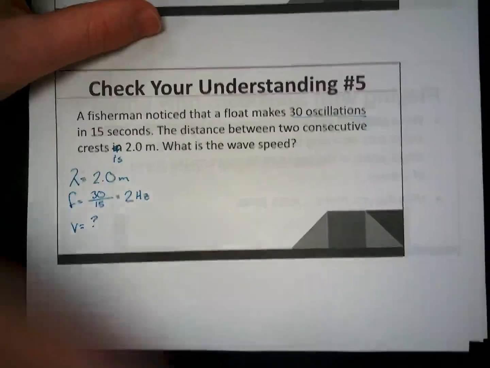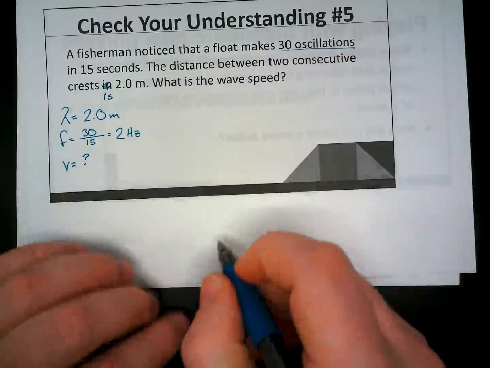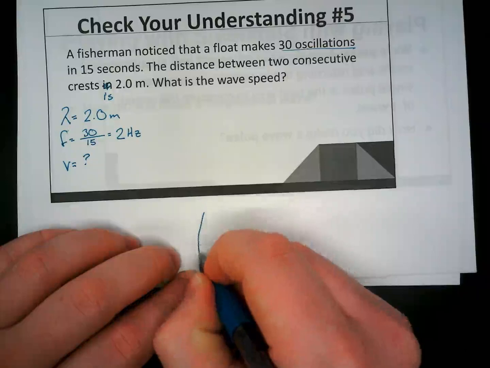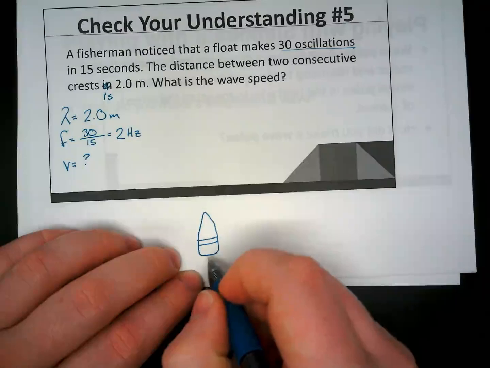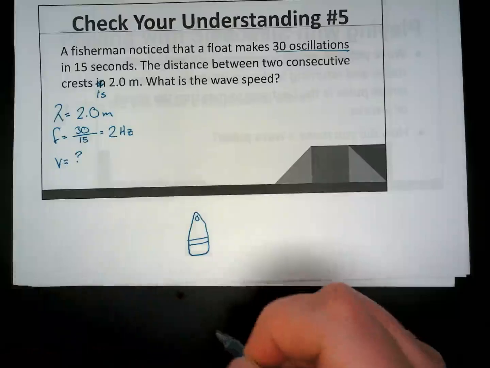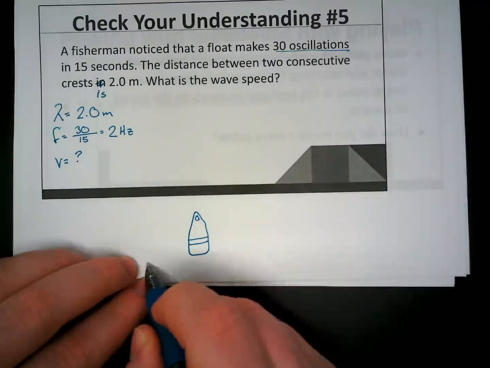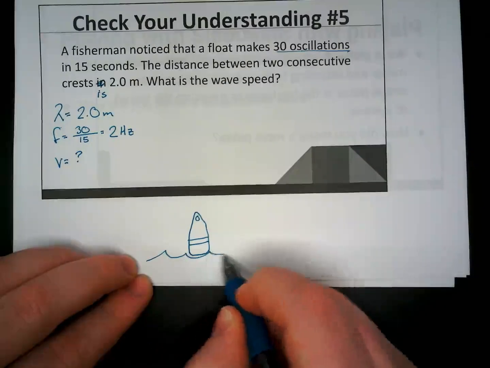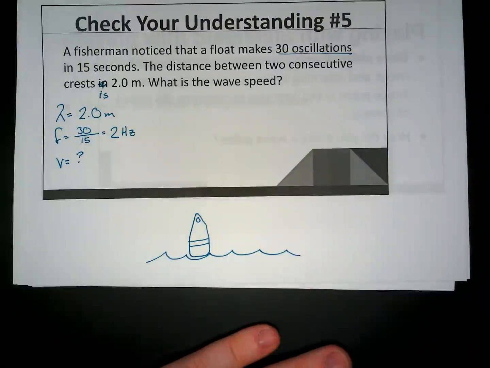Now, before I do that, though, just to give an idea of what's happening, this is what this guy's seeing. A fisherman's out on his boat, and he sees this buoy, or this floaty thing, and I'm going to draw it like a buoy that we see in rivers mainly. Okay, so he saw this buoy in the waves, and it was bouncing up and down.